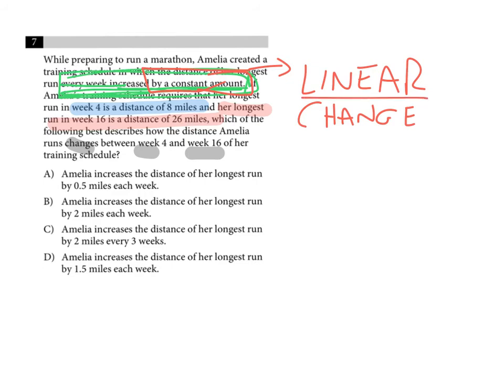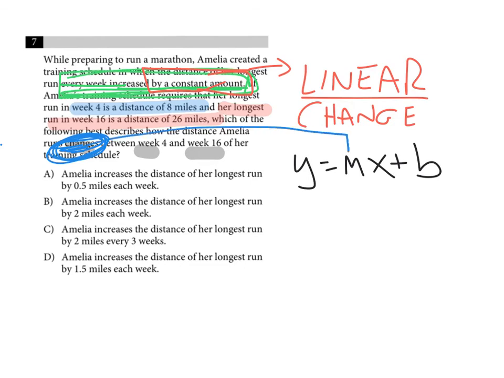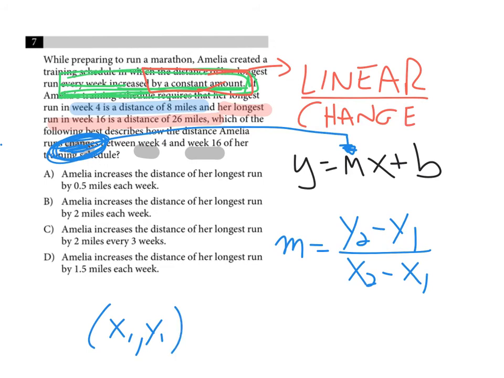And since a line works to model that equation, we can use the geometry formula of y equals mx plus b. Now this question is saying, which of the following best describes the distance that her run changes between week 4 and week 16? So the rate of change is the slope. So this particular question is just asking you, find Amelia's slope. And from sophomore year, the slope formula was y2 minus y1 over x2 minus x1. If you have 2 points, x1, y1, and x2, y2, then you would just simply plug the values of those points into the slope formula to get your answer.